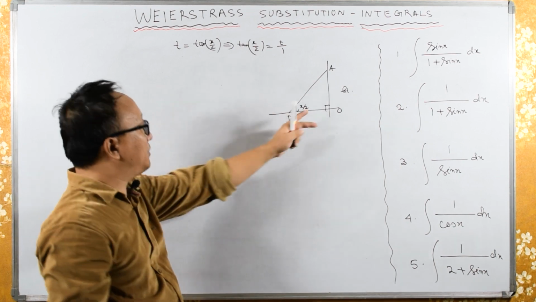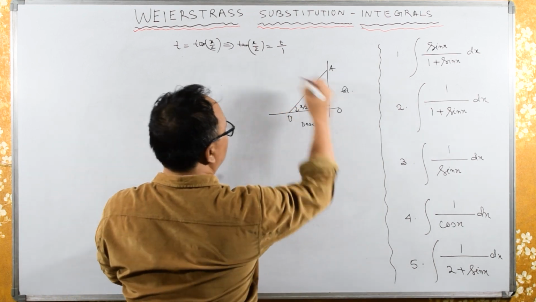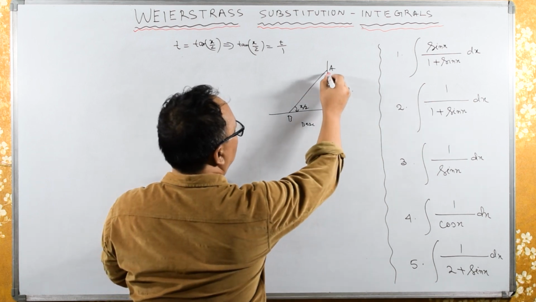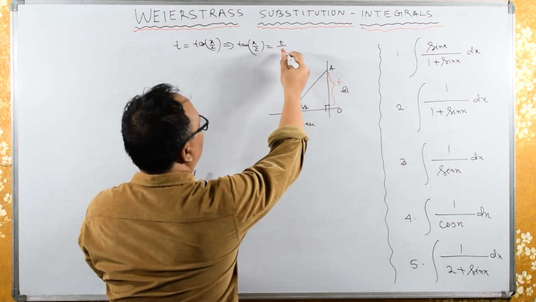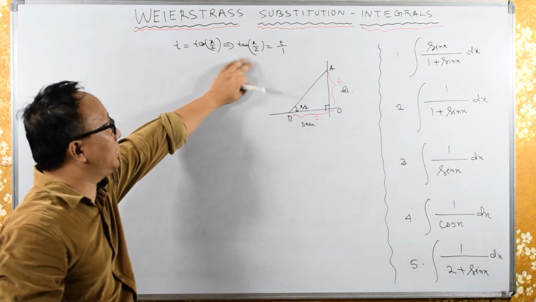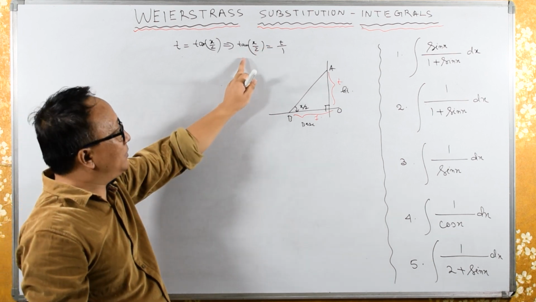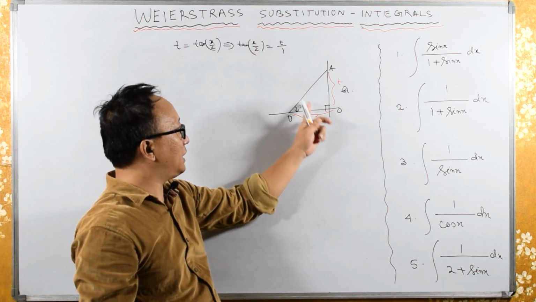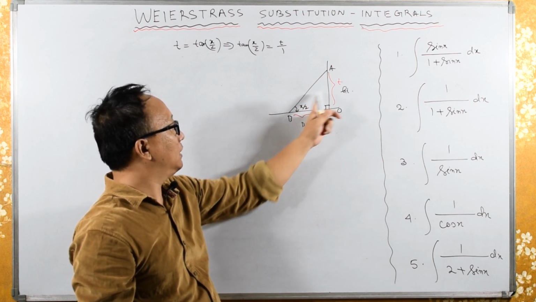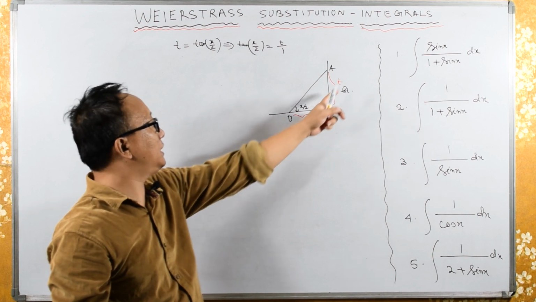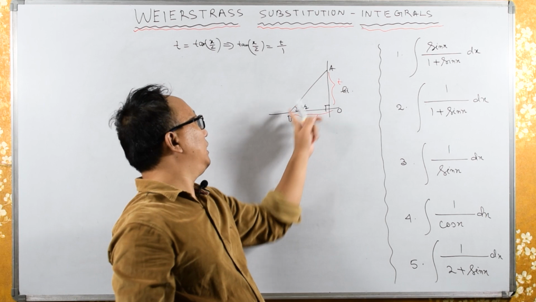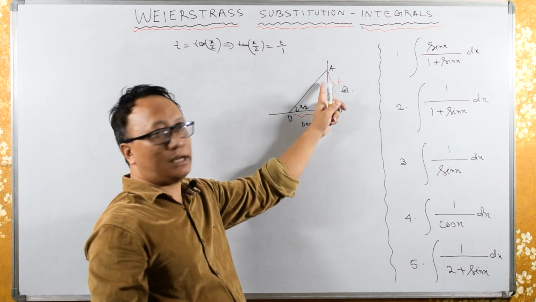Tan of x by 2 means what? This upon this. This distance should be t, and the base should be 1. Tan x by 2 means height upon base, or you can say t upon 1. Since it is 90 degrees, this angle BAO will be 90 minus x by 2.